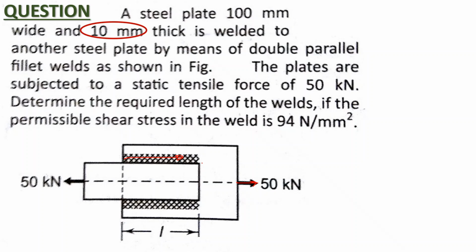as P equal to 1.414 times H times L times tau. We are using 1.414 times H because there are two parallel fillet welds. This is your first parallel fillet weld, and this is your second parallel fillet weld. And obviously, I told you in the previous slides also that your weld is going to break from the minimum cross sectional area, which will be from your throat.